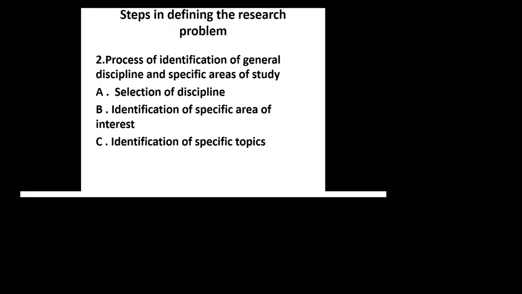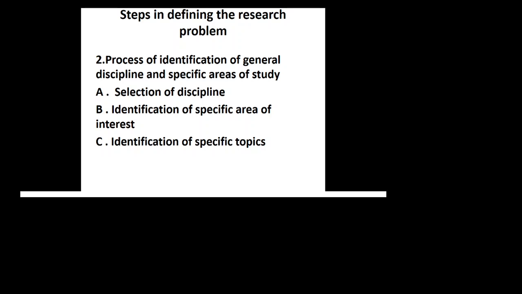The second step in defining the research problem is the process of identification of a general discipline and specific areas of study. So here you have three. One is selection of the discipline. So you are going to select a discipline in which you are personally interested. This discipline is broad and general. For example, commerce, management, psychology, it can be sociology, medicine, engineering. So general disciplines first you have to select based on personal interest.